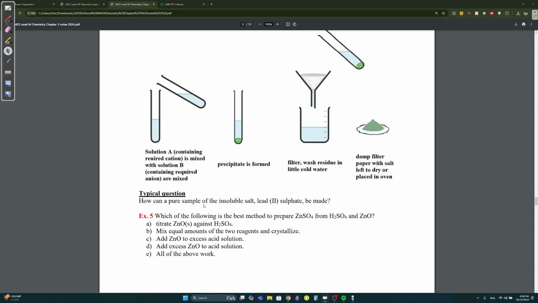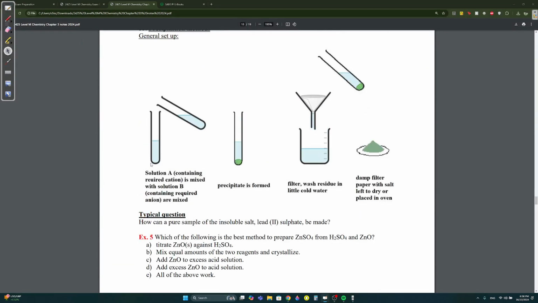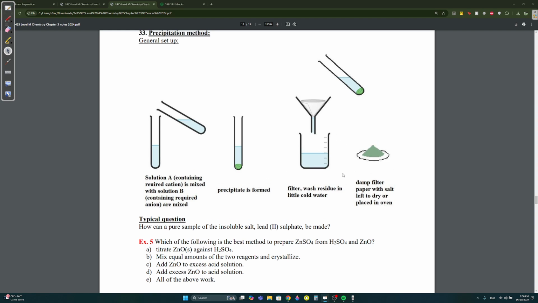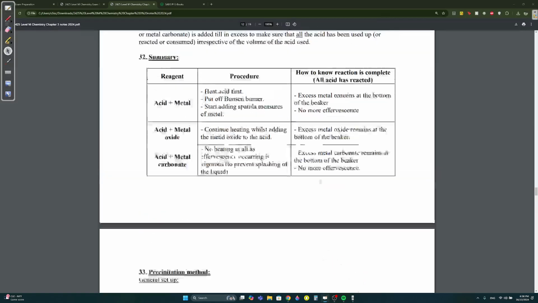What was this? Precipitation method. Okay, precipitation method is very easy, guys. Literally just two solutions. Solution A containing the required cation, and solution B containing the anion. They mix. A precipitate is formed that doesn't dissolve. Filter, crystallize, whatever. Not even crystallize, just filter and let it dry.